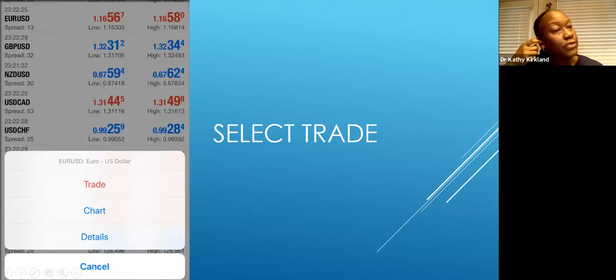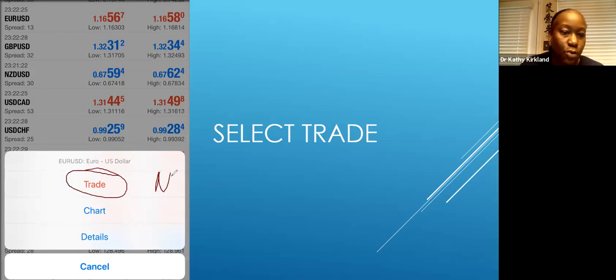All right, so once you've selected whatever pair you would like to choose, the first thing you're going to do is hit trade. Now, this is an iPhone. If you have an Android, the concept is still the same. You will place your finger on whatever pair or indice or metal you want to trade, and a screen will pop up. On the Android, it says new order. On the iPhone, it says trade. So you would just simply select trade on the iPhone and new order on the Android.